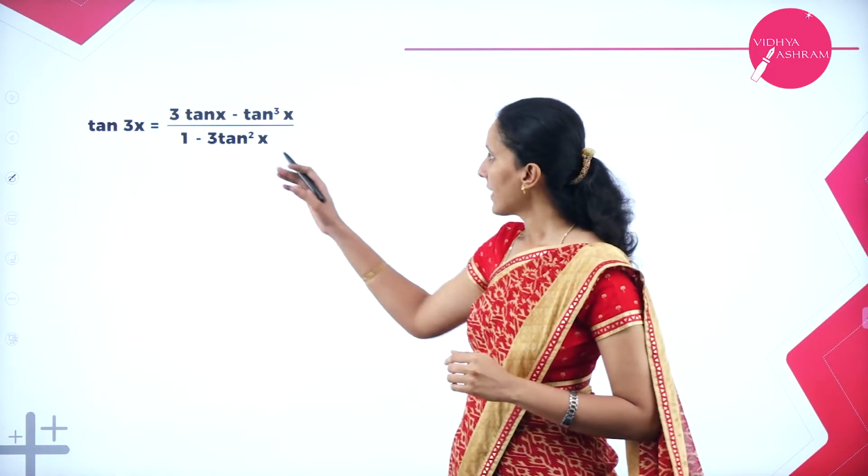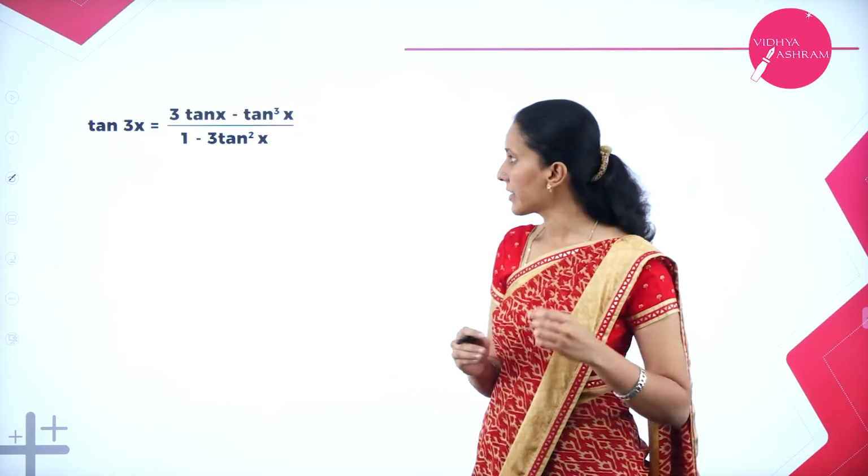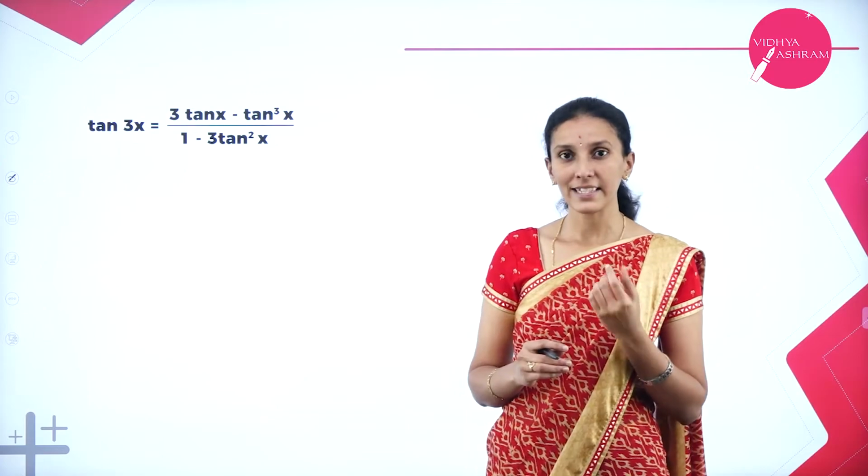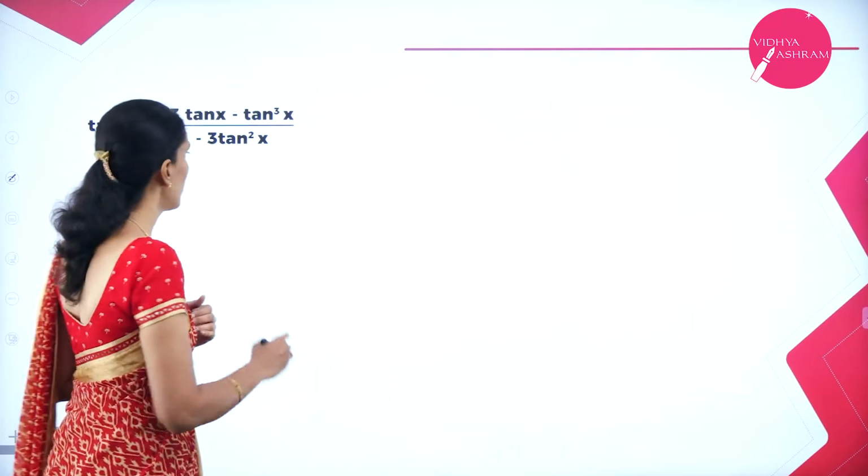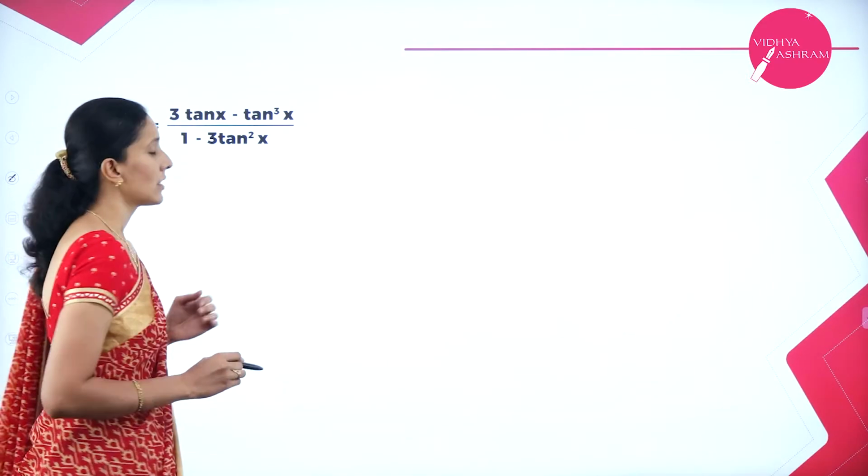Next we have tan 3x is equal to (3 tan x minus tan cube x) over (1 minus 3 tan square x). Again, we know the formula of tan x plus y. So let me see what your tan x plus y is.